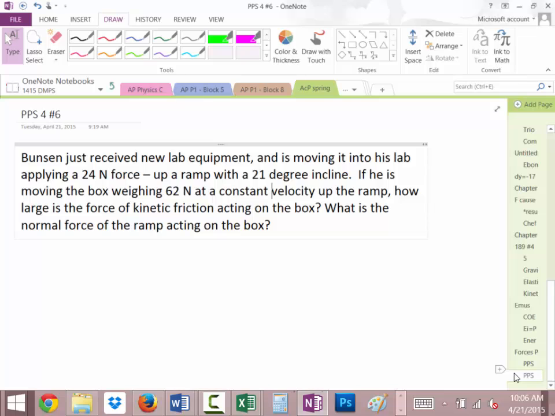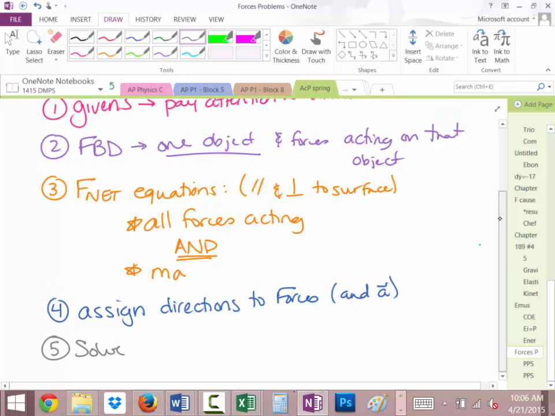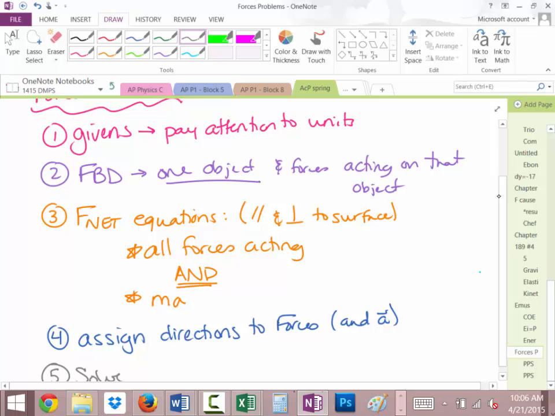So in order to approach this problem, we're going to look at our list. Oh, I forgot to write down the last step, which would be to solve. I'm just going to say solve. All right. First step is what?